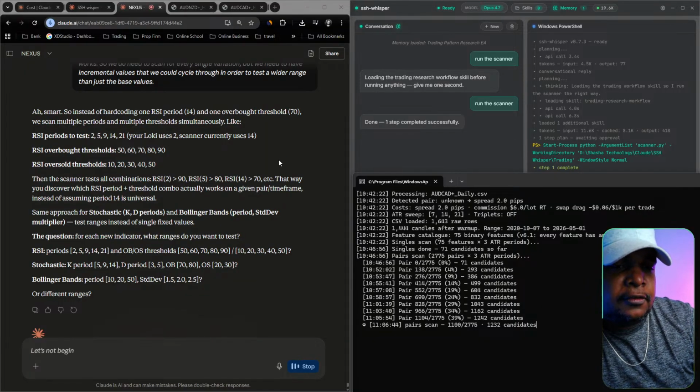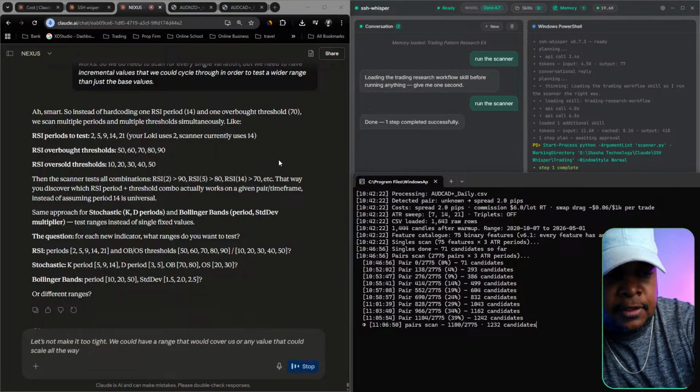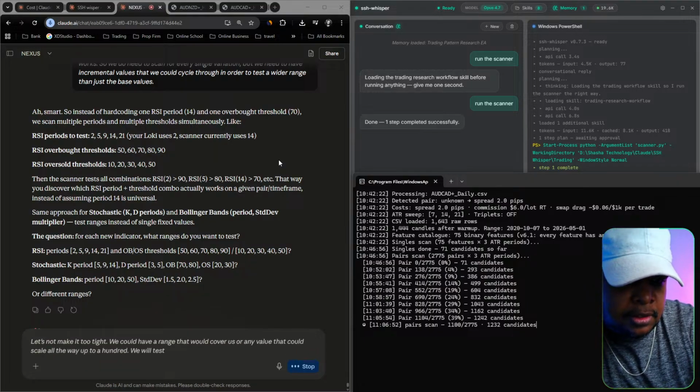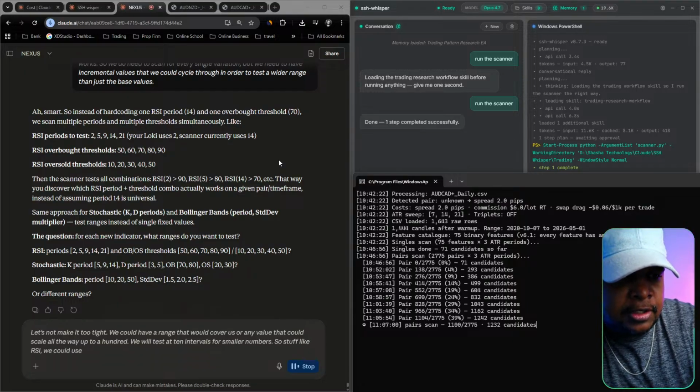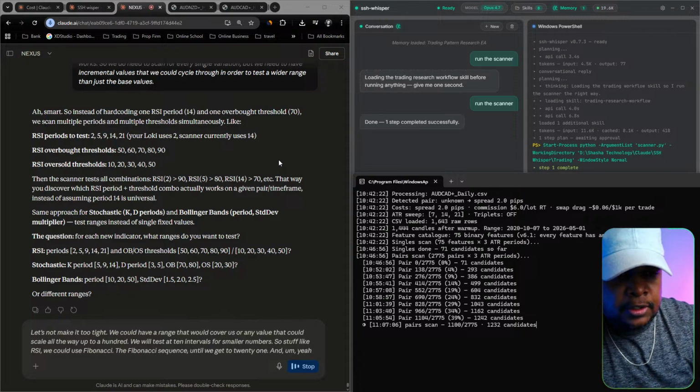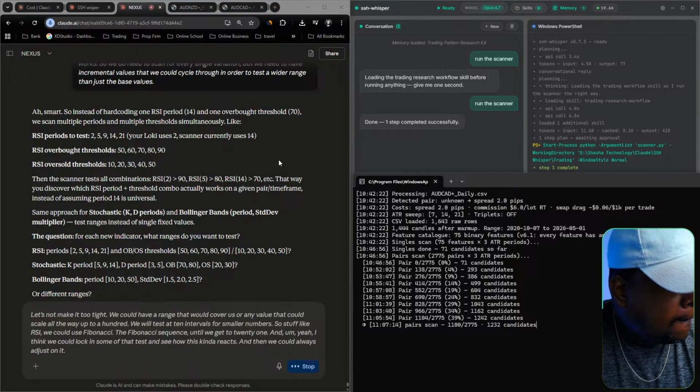Let's not make it too tight. We could have a range that would cover any value that could scale all the way up to 100, and we will test at 10 intervals. For smaller numbers, for stuff like RSI, we could use Fibonacci, do the Fibonacci sequence until we get to 21. And I think we could lock in some of that, test it, see how the scanner reacts, and then we could always adjust from there.